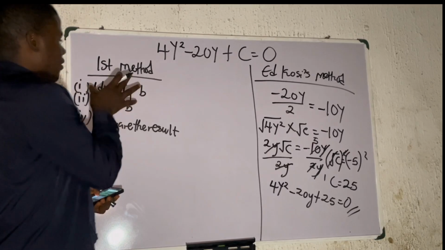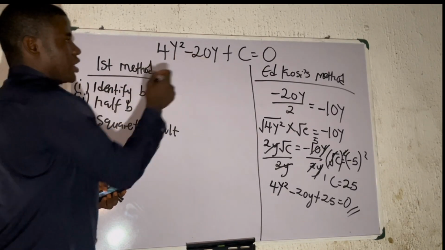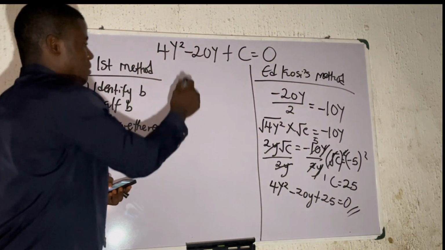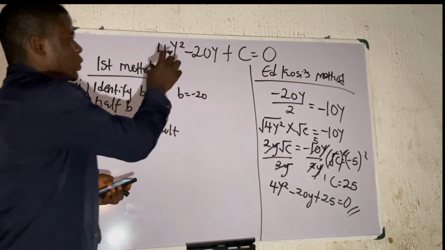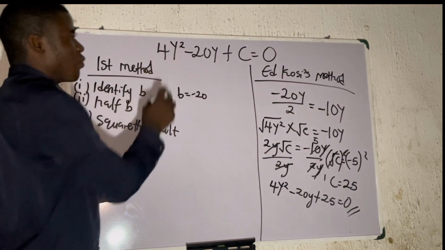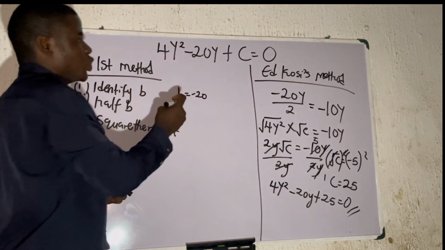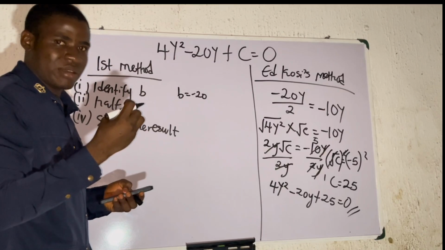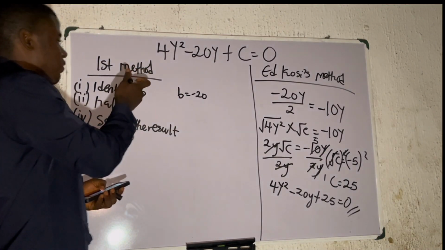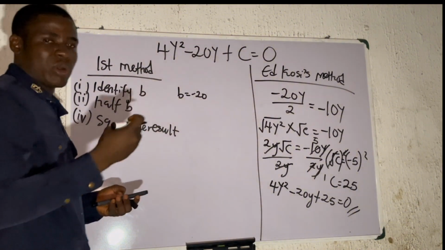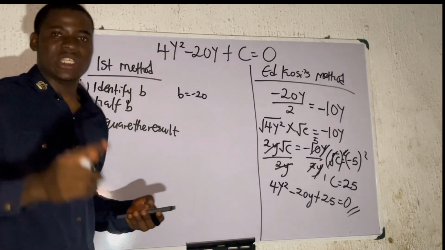Now, using the first method, which says identify b. What is the b here? My b is actually minus 20, right? But wait. This method cannot be correct if the coefficient of y squared is not unity. You must make the coefficient of y squared unity before you can start, because this comes from the completing the square method. Before you identify b in completing the square, you must make sure that the coefficient of x squared or y squared is unity, that is, make it 1.